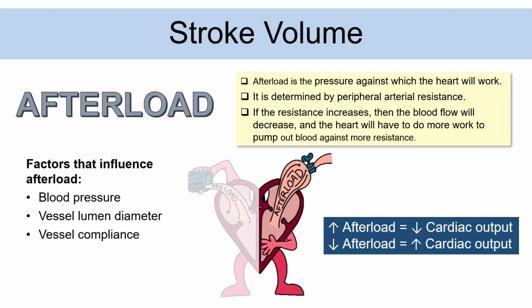Also, vessel lumen diameter and vessel compliance. So the example I gave with constricted, narrowed vessels, that's going to affect afterload. Vessel compliance: if the vessel isn't able to give way a little bit, if it's really stiff and not able to be elastic and accommodate different volumes of fluid in it, then that's also going to increase afterload. If you have really stiff vessels, then that's going to have increased afterload. The heart's going to have to work harder.